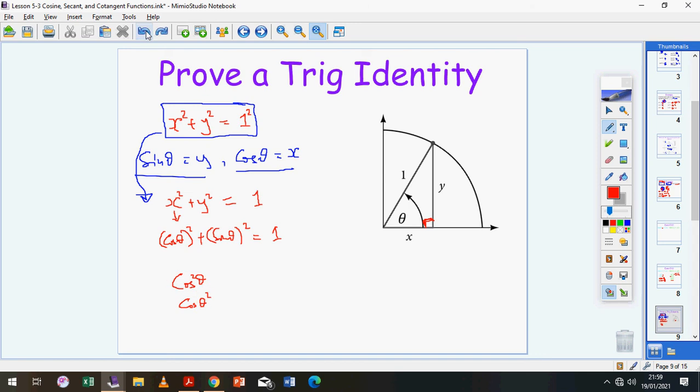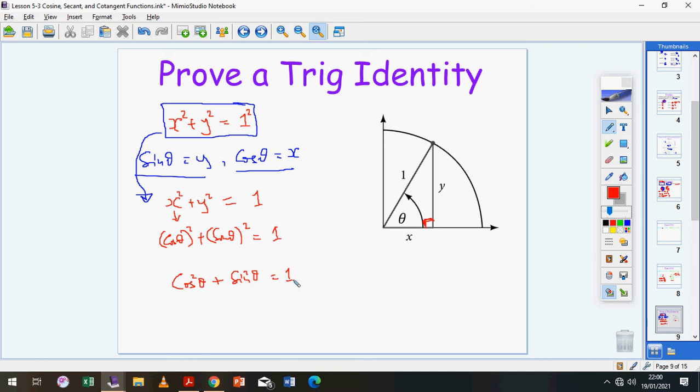If I write the square on top of the function, in between the function and the angle, that means the whole function is squared. This kind of notation is just to help us avoid having to write the parentheses every time. Plus sine squared theta is equal to 1.